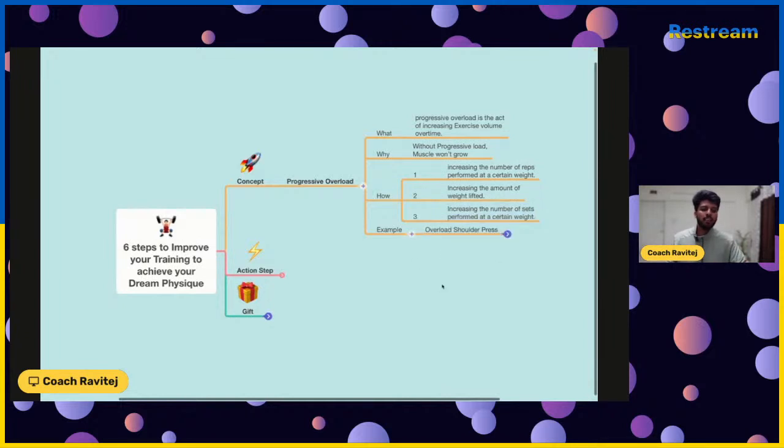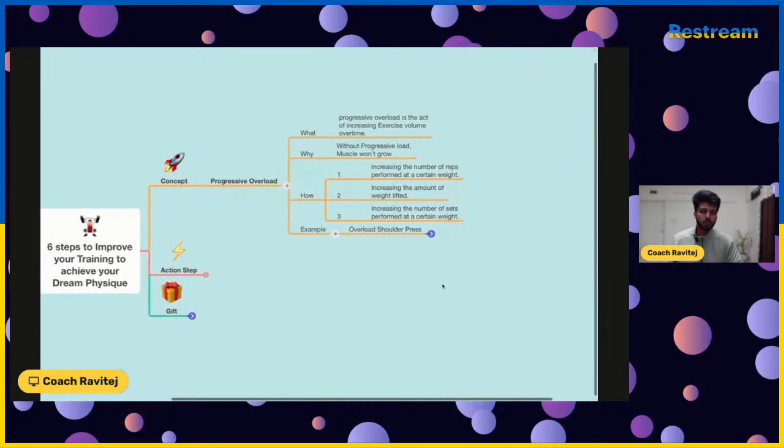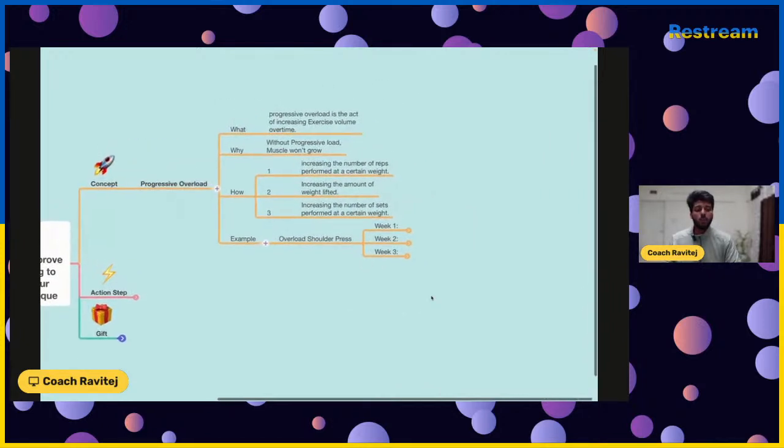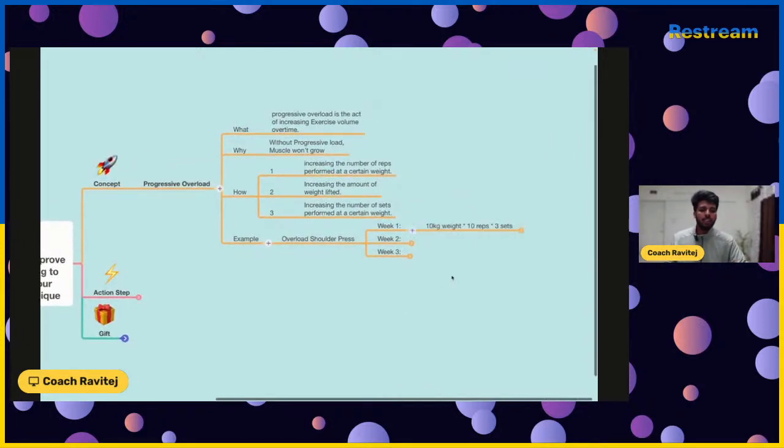So take the example of an overhead shoulder press, where the end outcome is to improve your shoulder size, the roundness of your shoulder. That's the objective of doing the overhead shoulder press. Now in week number one, for example, you are lifting 10 kg weight. I assume you are doing it with dumbbells. You are a beginner, so you start with this 10 kg weight. You are doing 10 repetitions and 3 sets.